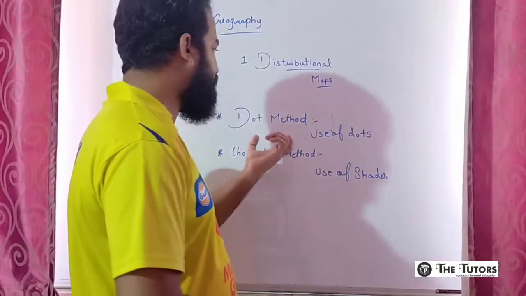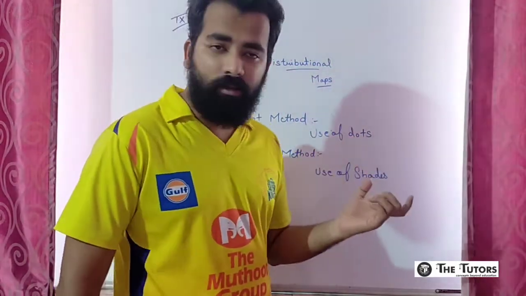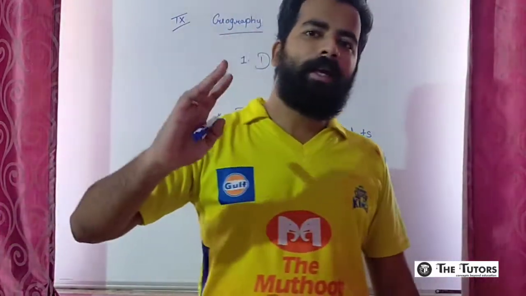The dot method takes the help of dots, and obviously that is why it is named the dot method. The second is the choropleth method. It makes use of shades of a particular color. Like if you are using red, the lightest shade of red is light pink, then dark pink, then pink, and so on till dark red. If the population is quite high, the color will be dark. If the population density is quite low, the shade of that color, the red color, will be very light. So let us get started with the dot method.